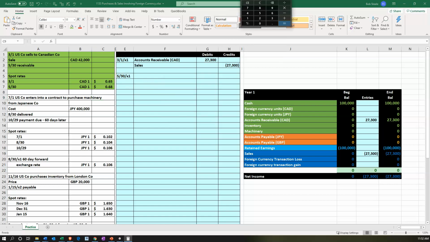So let's first record the gain. We have to record the gain to match the fact that we're going to be getting that 28,560.